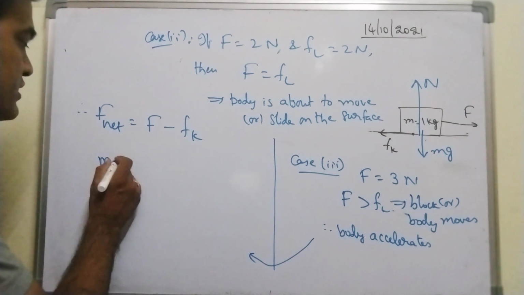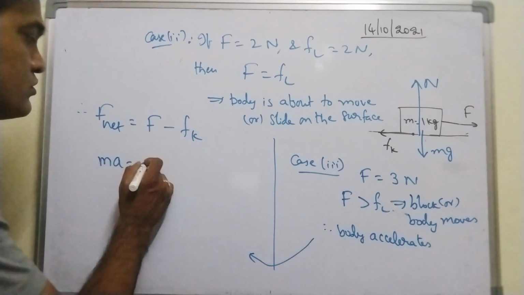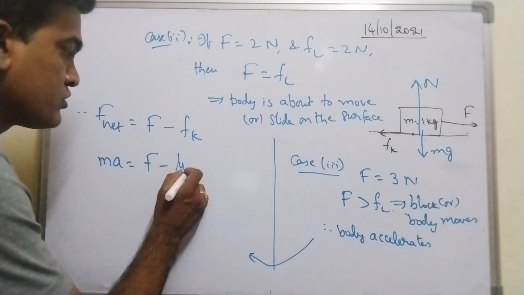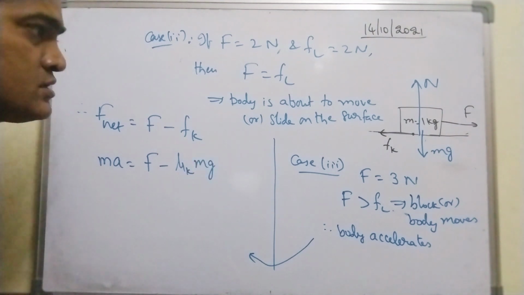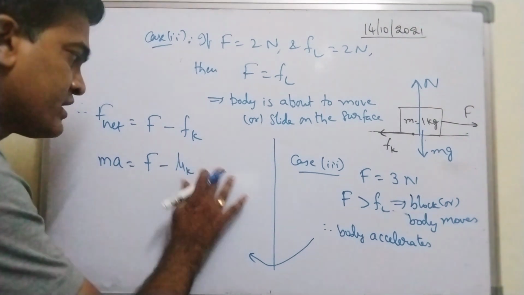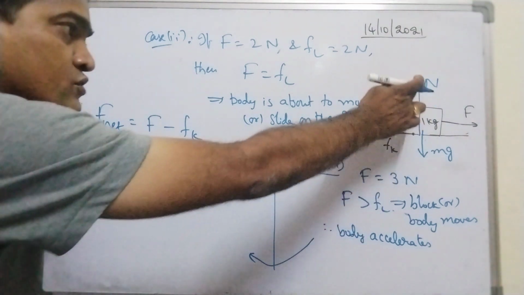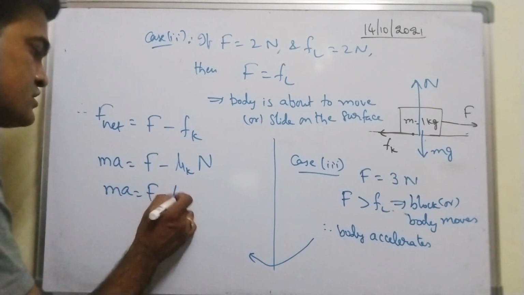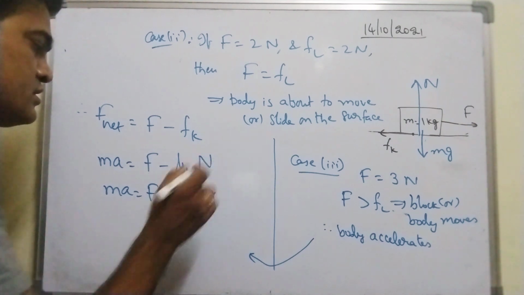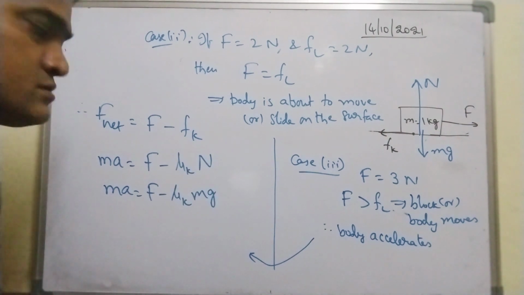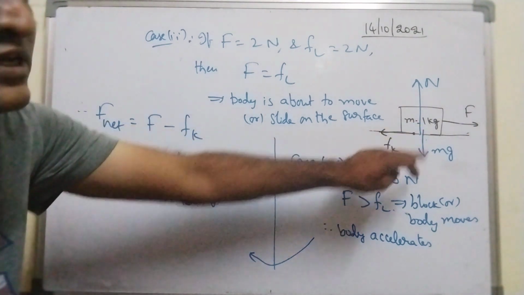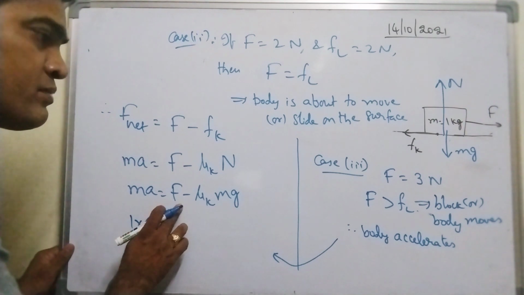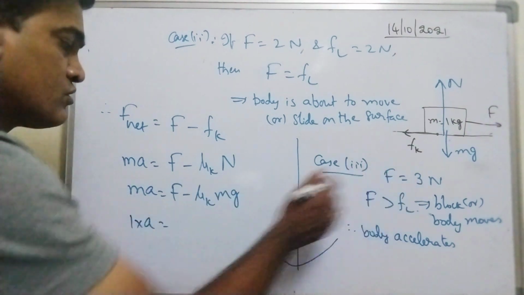So F net is nothing but MA. MA is equal to capital F minus mu k into N, normal force, but normal force is balanced by mg. So MA is equal to F minus mu k into mg. We want acceleration. What is the mass? Mass is given as 1 kg. So 1 into A is equal to applied force, which is 3 Newton.